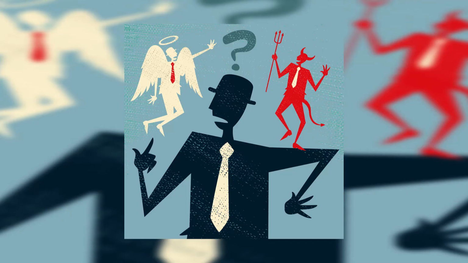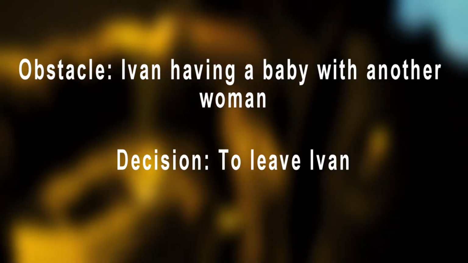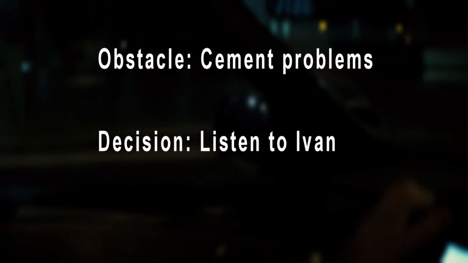A trend appears where every time Ivan makes what he deems is a right decision, we see it has a negative effect on him, especially for his family. But what do the decisions that other characters make tell us? Katrina, her obstacle is Ivan having a baby with another woman, and what is her decision? To leave Ivan. Donald, his obstacle is a cement problem, and his decision is to help Ivan and listen to him.